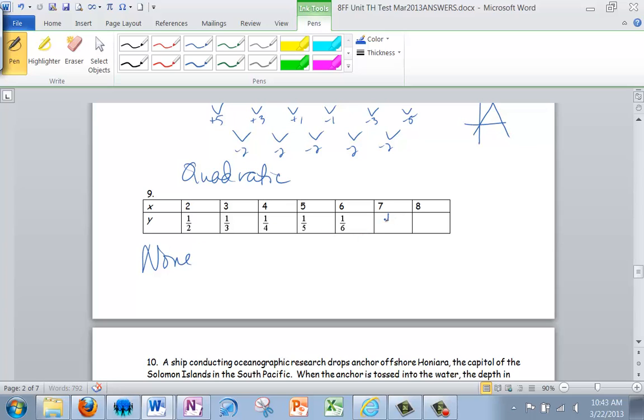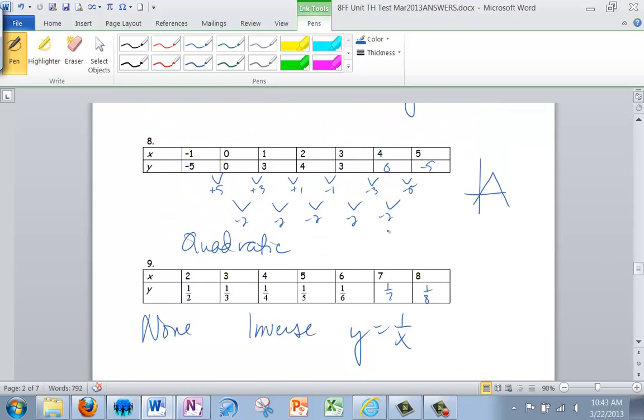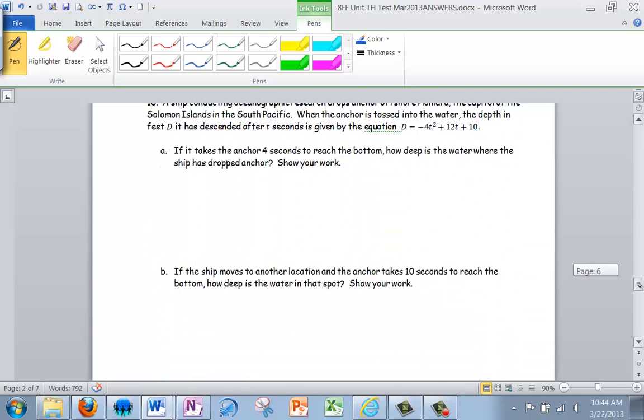But you see the pattern here. This is 1 over 7, 1 over 8. Most of you got that. This is actually an inverse relationship. And the equation is y equals 1 over x. But you needed to tell me why it was none of the above. The equation for the one above is y equals x times (4 minus x). And that would be very difficult for you to come up with, so don't be concerned if you couldn't get that. That was extra credit. Okay, let's do the ship.